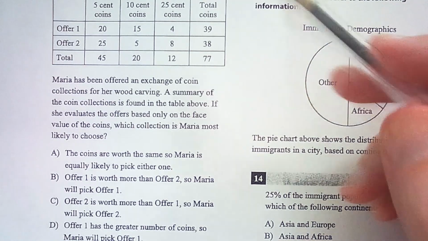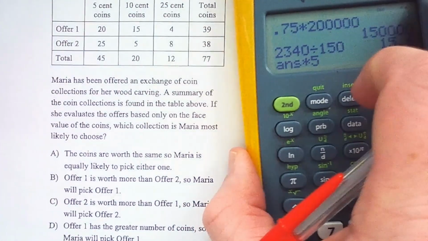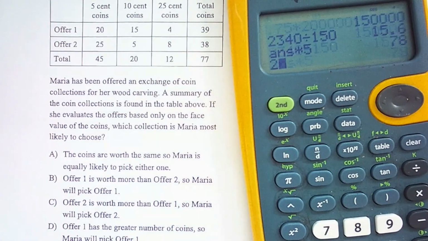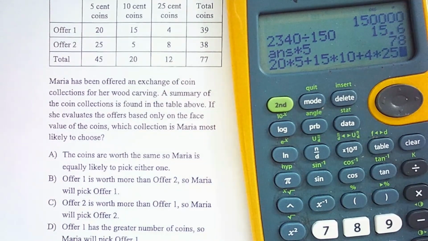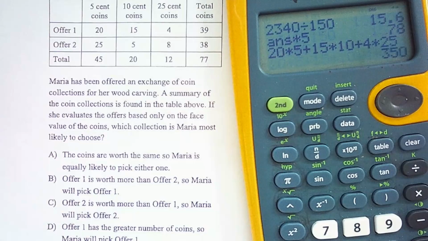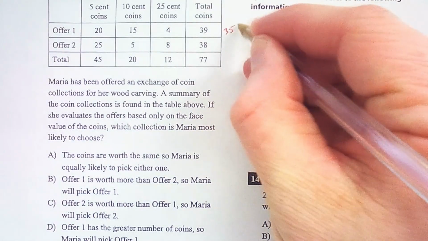So let's see which one has greater value, or if they're the same. So offer 1 has 25-cent coins, so 20 times 5, plus 15 10-cent coins, plus 4 25-cent coins. That's a value of 350 cents.